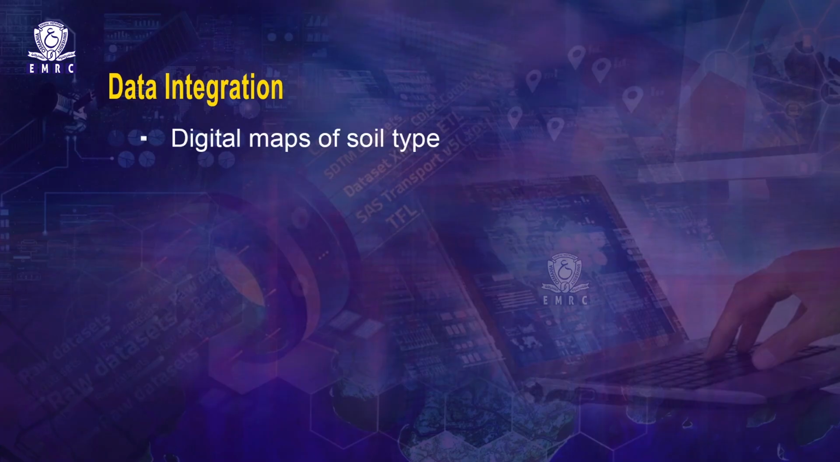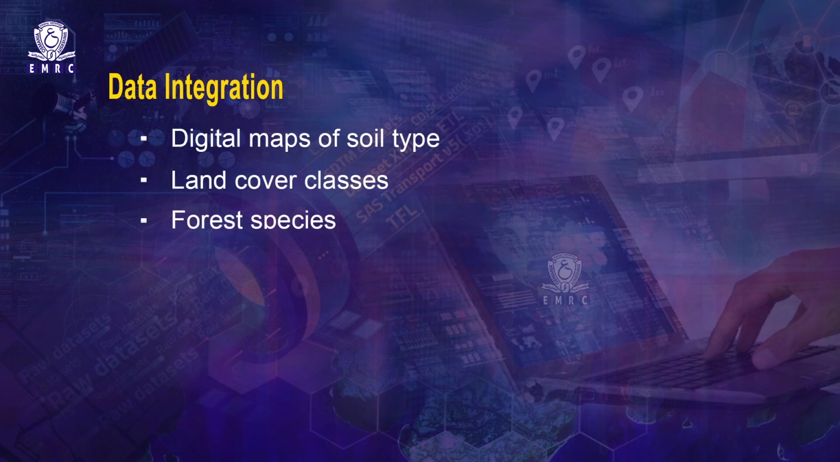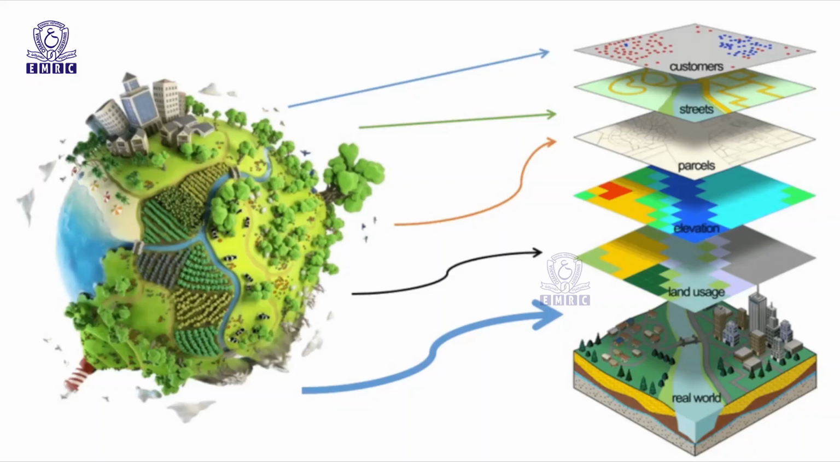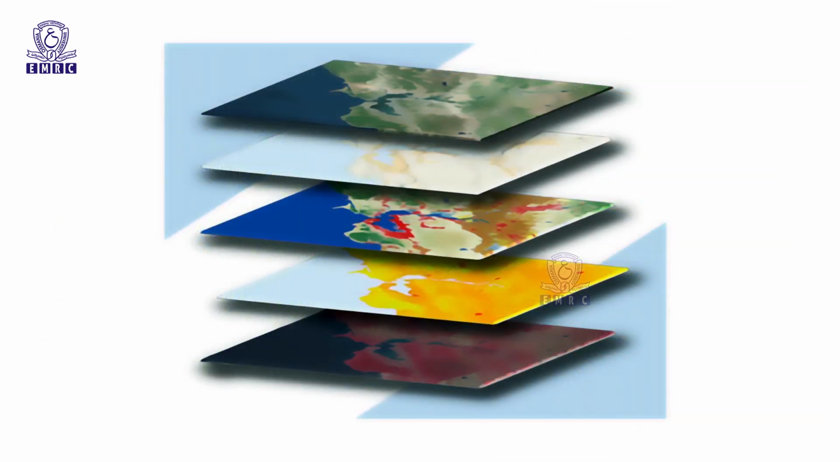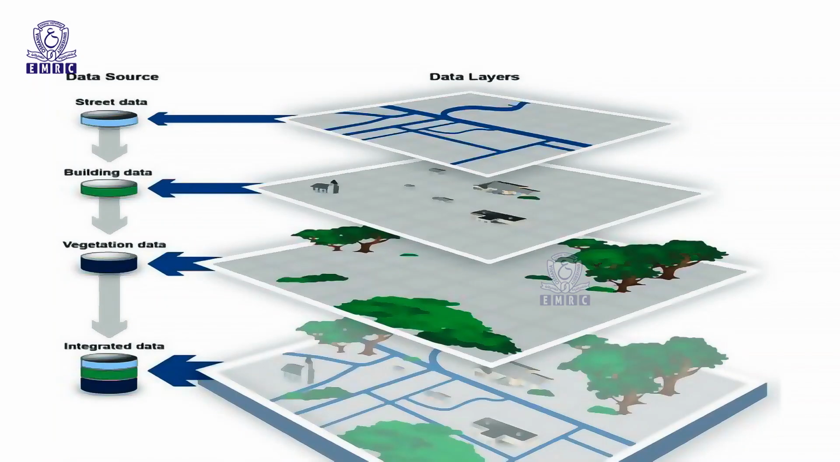Other examples could include digital maps of soil types, land cover classes, forest species, road networks and many others depending on the application. The result from a classification of a remote sensing data set in a map format could also be used in GIS as another data source to update existing map data. In essence, by analyzing diverse data sets together, it is possible to extract better and more accurate information in a synthesizing manner than by using a single data source alone.